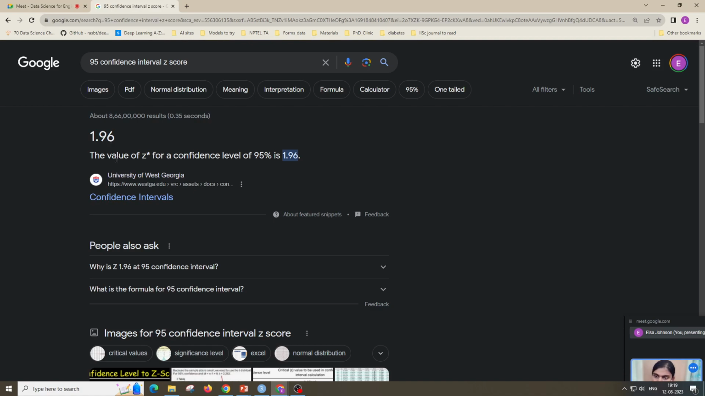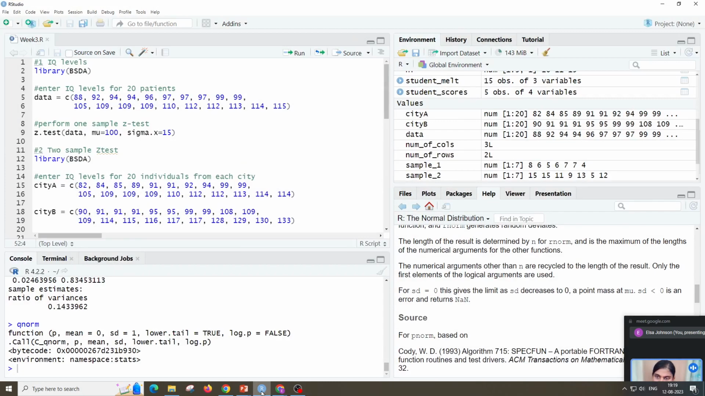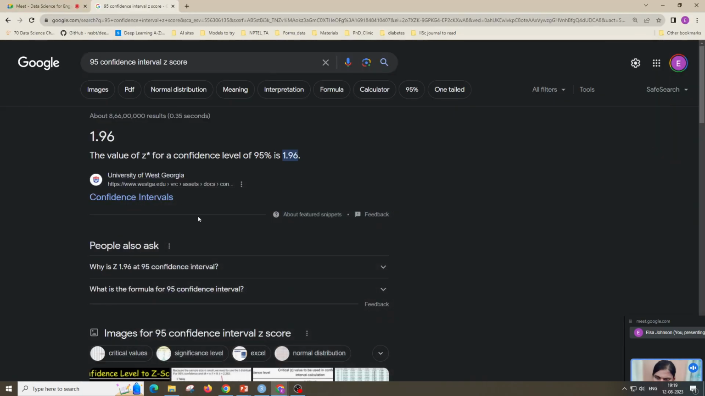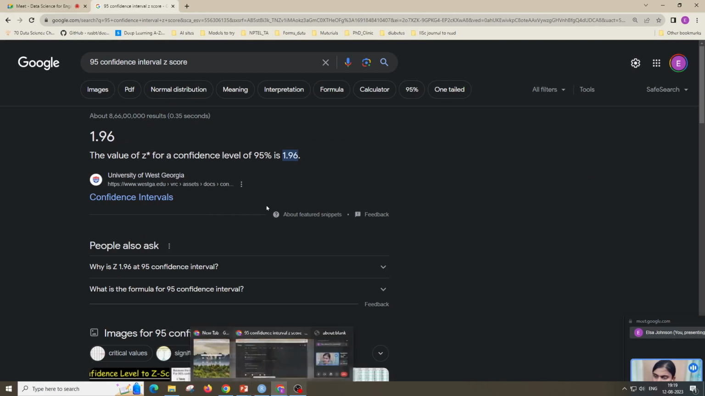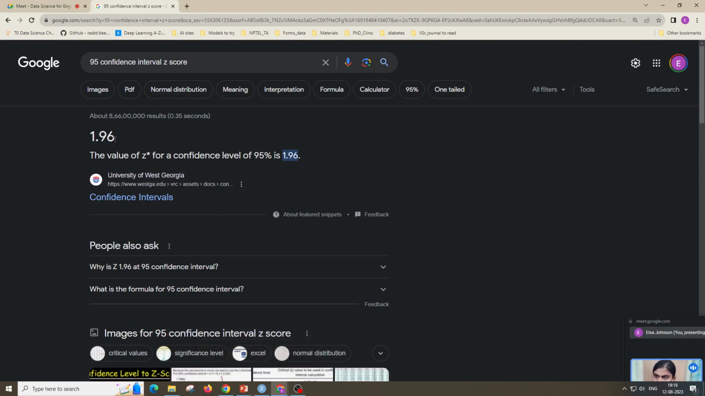I think I have kept some values. I'll show you one thing where you can calculate this. In this particular case, if what we are calculating is less than this particular value, you can accept the null hypothesis. That is the thing.